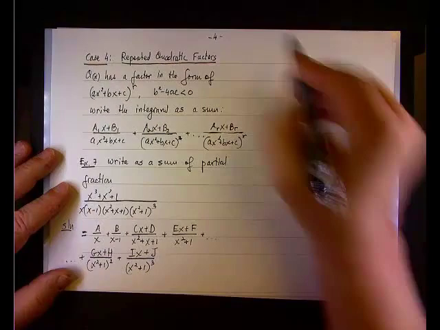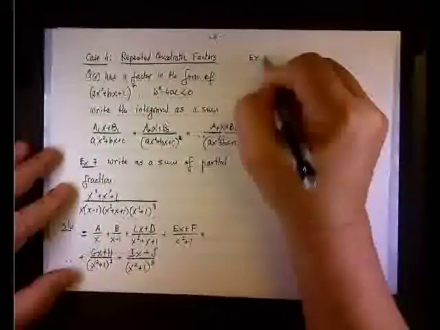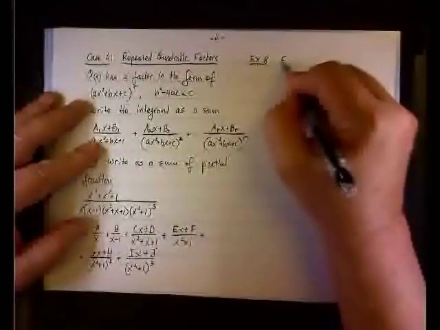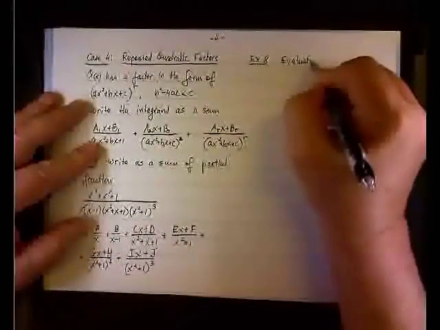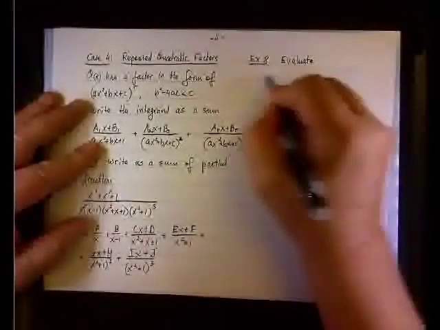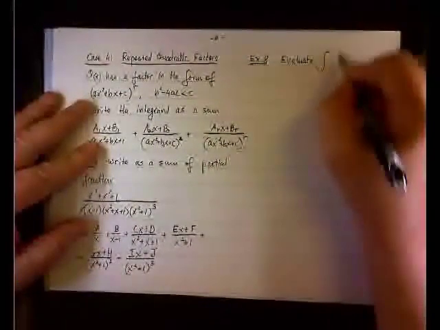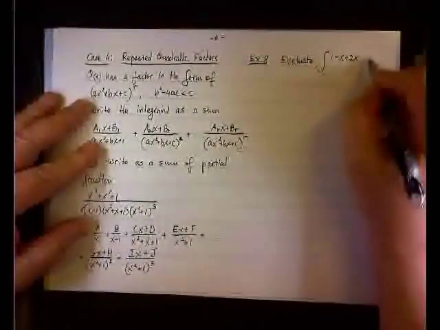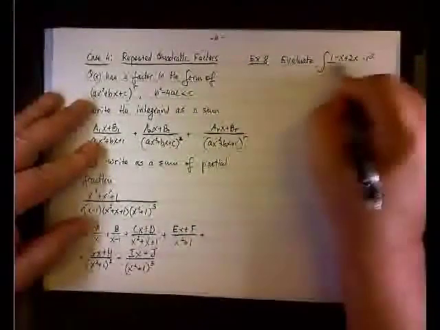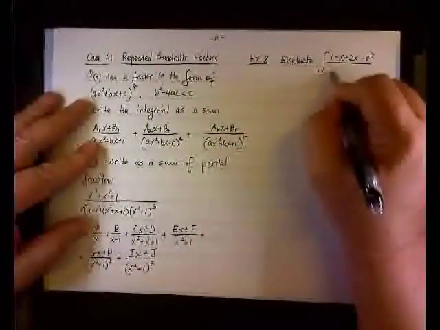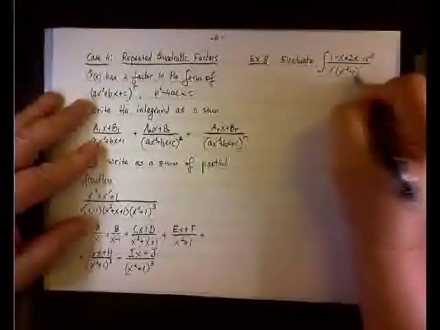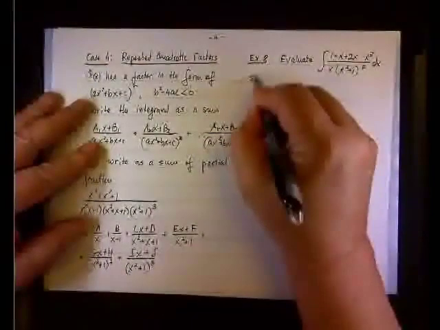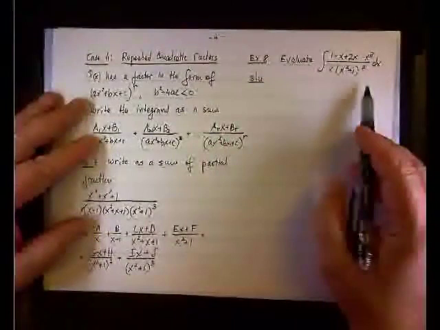Here's the next example. We need to evaluate the integral of (1 minus x plus 2x squared minus x cubed) over x times (x squared plus 1) squared, dx. Okay?